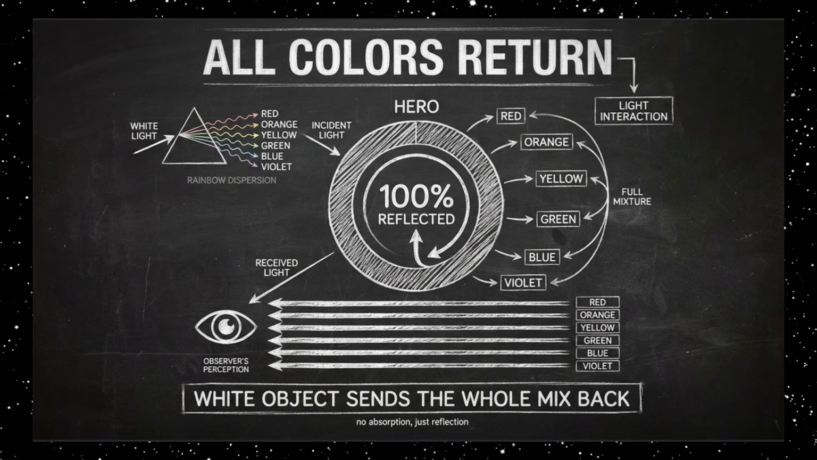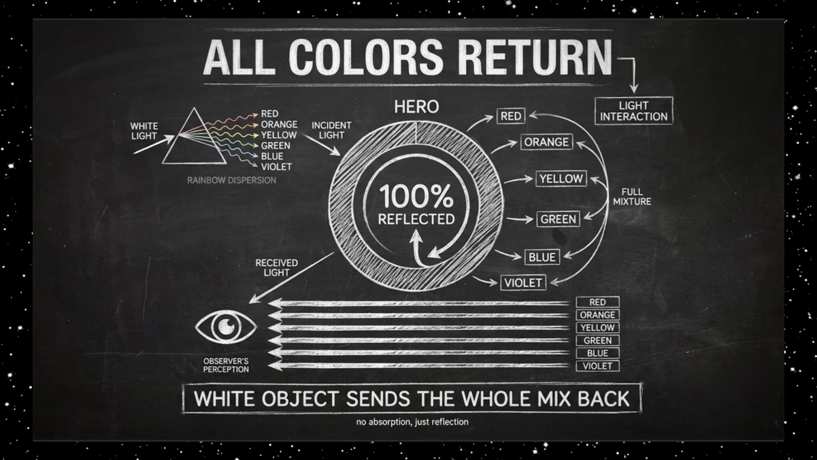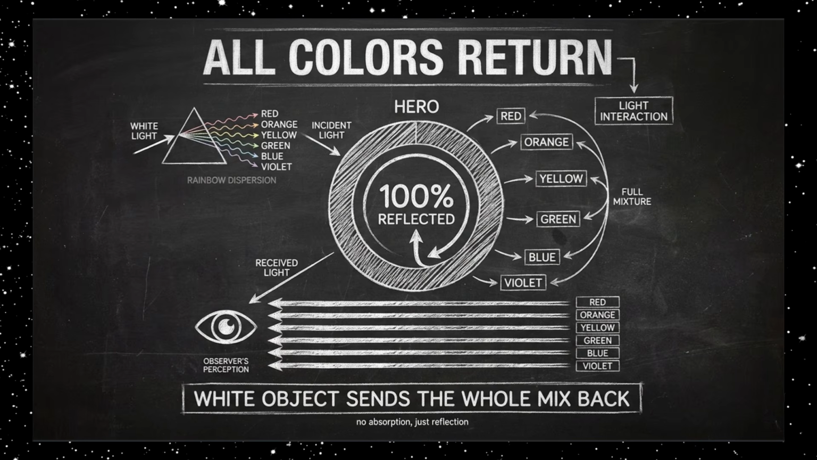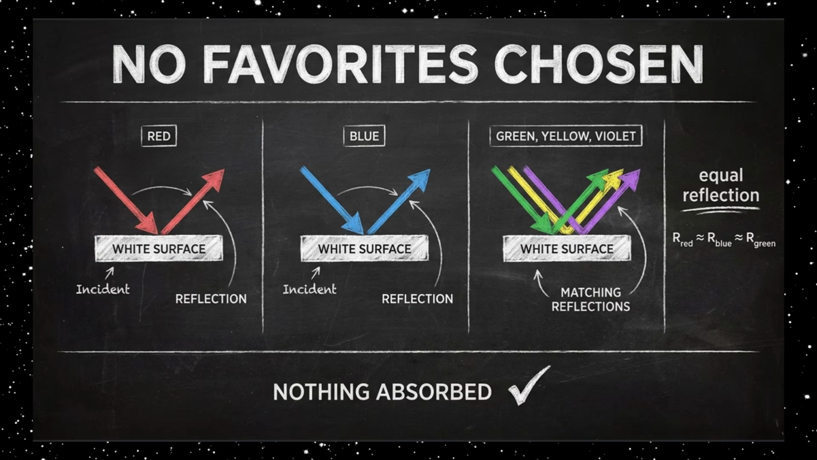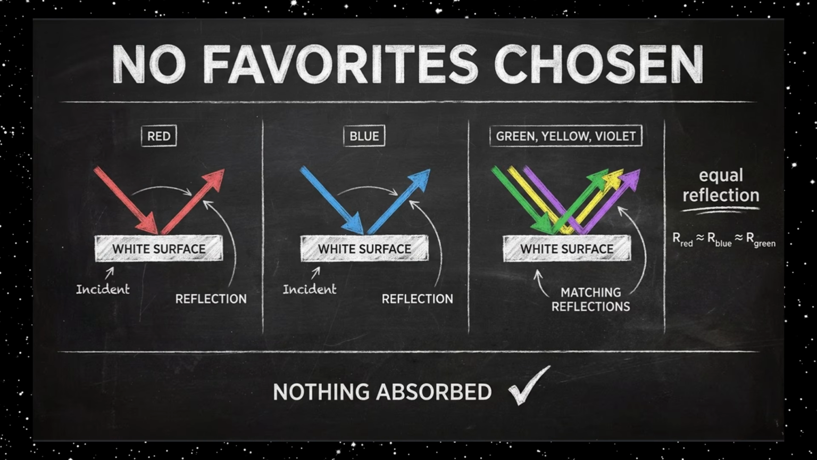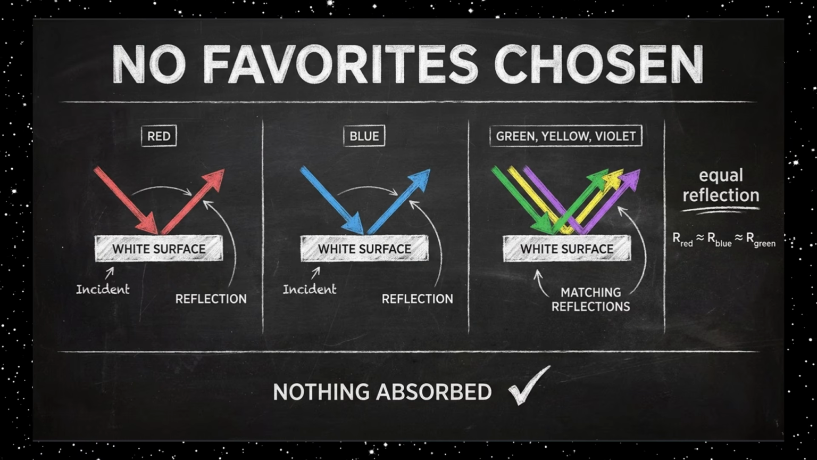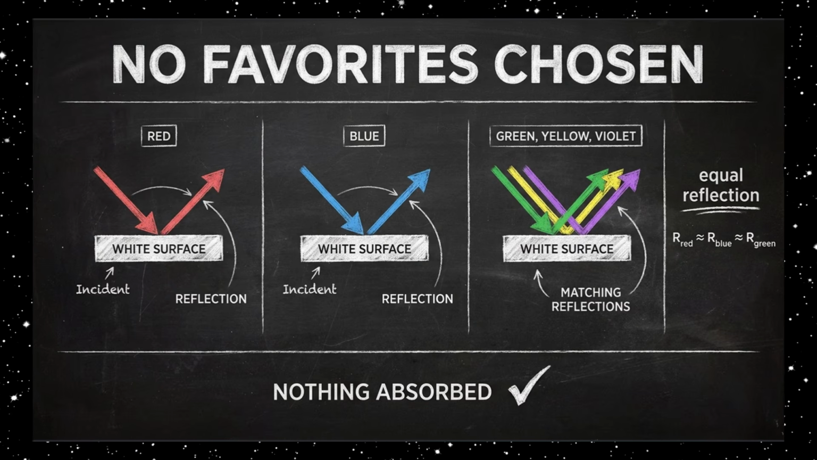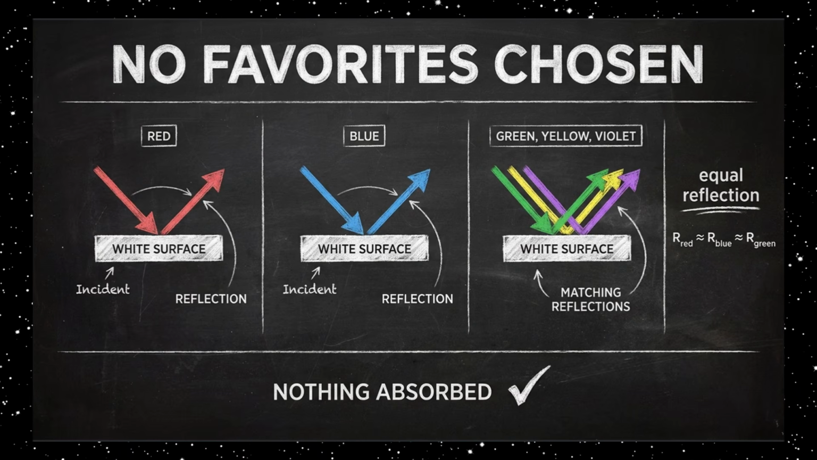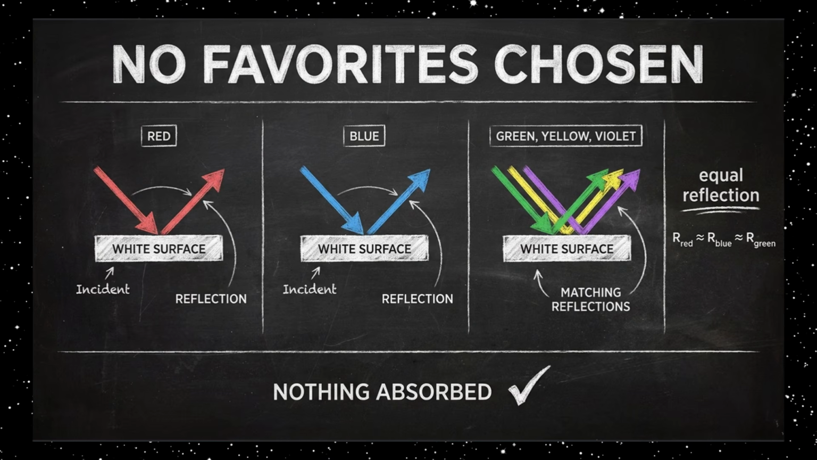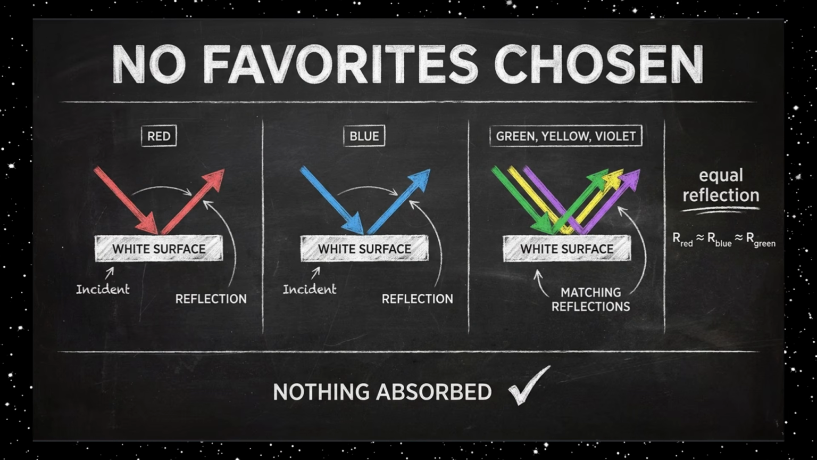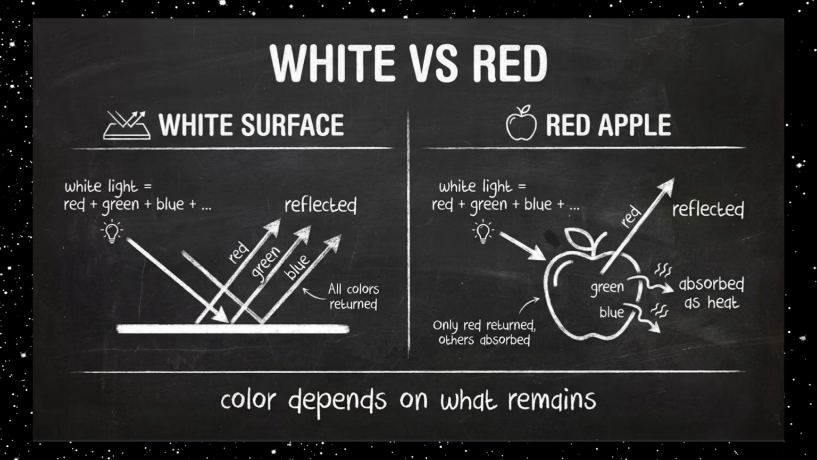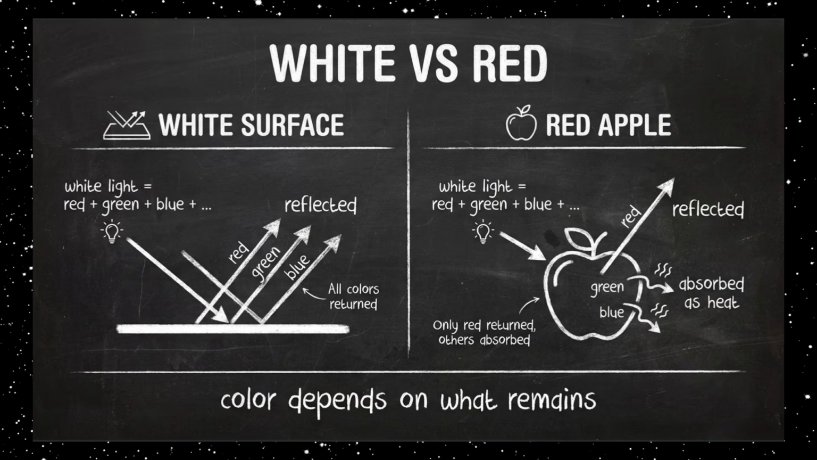So when something looks white, what is happening? It means that whatever you are looking at is sending all those colors back to your eye equally, all together. It is not picking favorites. The red light hits it, the red light bounces off. The blue light hits it, the blue light bounces off. Same for green, yellow, violet, the whole bunch. Nothing gets absorbed, nothing gets held back. Everything comes out just the way it went in, but pointed back at you.